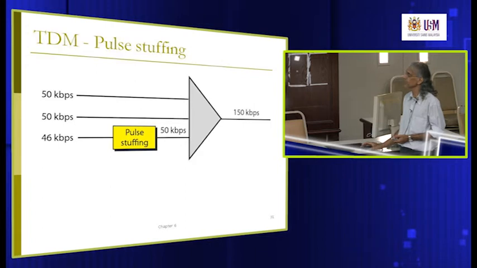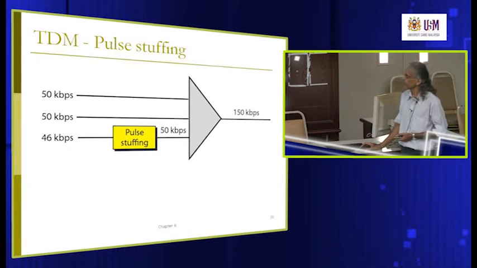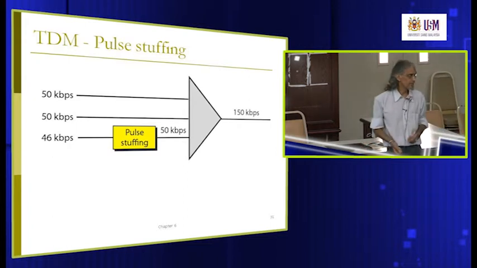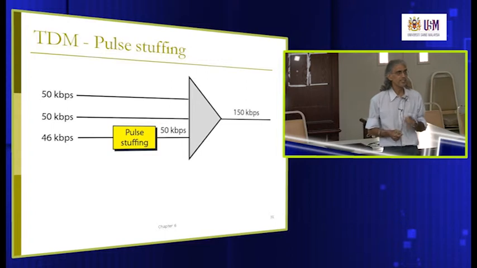But what happens in some cases where neither the earlier multiple levels nor the slot approach will work, for example 50, 50, and 46? No matter which way you combine, we cannot do that. So in this case, to make the 46 similar to 50, we need to add extra empty bits into it to make it the same rate as the others. We call this pulse stuffing. Pulse stuffing basically changes 46 to 50 by putting in extra bits to make the data rate the same as the others.